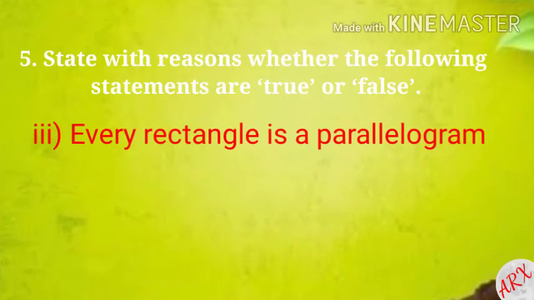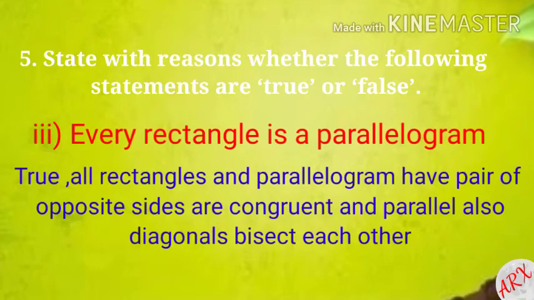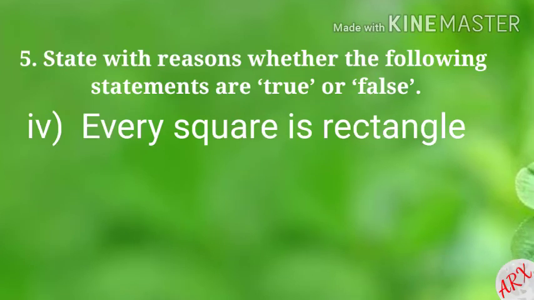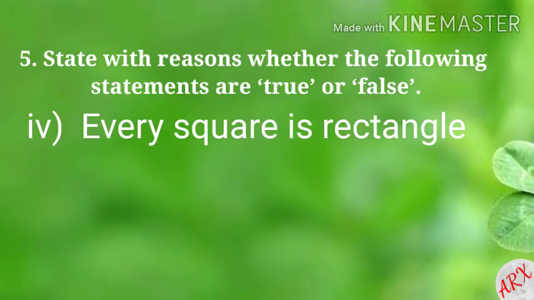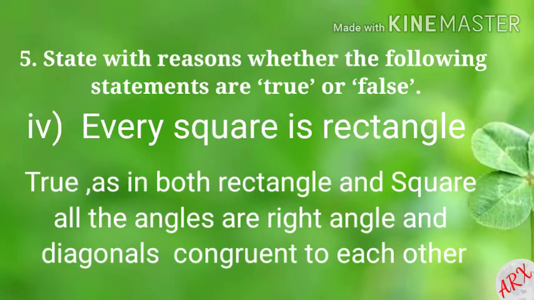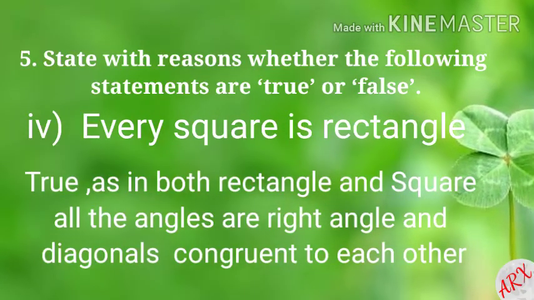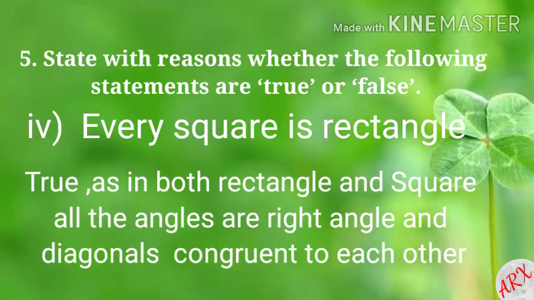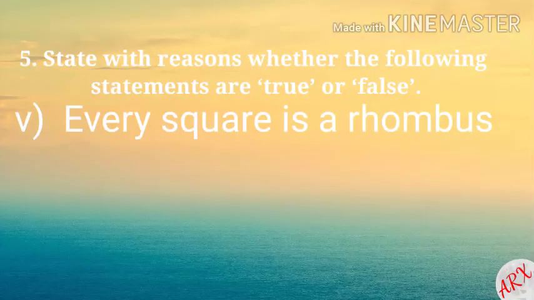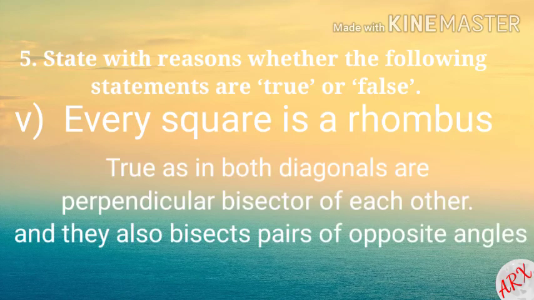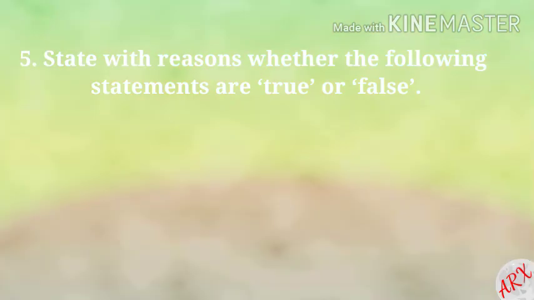Third, every rectangle is a parallelogram. True, as in a rectangle opposite pairs of sides are congruent and parallel and diagonals bisect each other. Fourth, every square is a rectangle. True, as all the angles are right angles and diagonals are congruent to each other in both squares and rectangles. Fifth, every square is a rhombus. True, as in both square and rhombus the diagonals are perpendicular bisectors of each other.